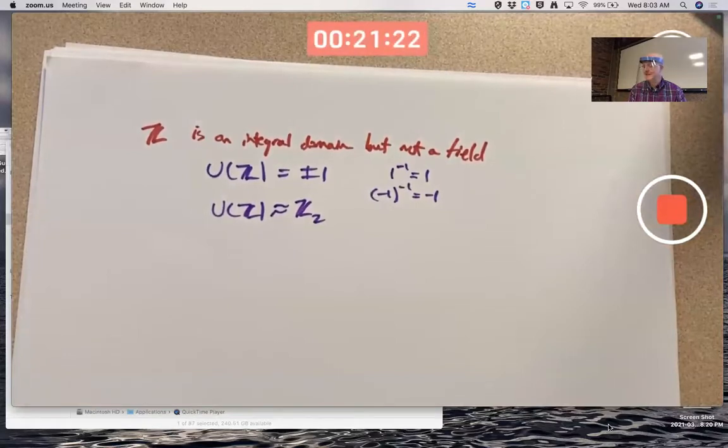And true, Z is an infinite ring that is an integral domain, but not a field. But its group of units just has 2 elements under multiplication, not mod 2, under ordinary multiplication, but it is isomorphic to Z2. The operation is ordinary multiplication.